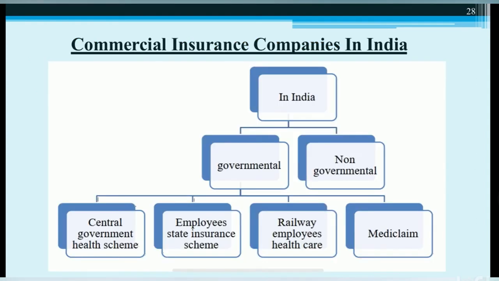So CICs in India can be governmental or non-governmental. Under governmental come four things. The first one is CGHS, that is Central Government Health Scheme. The second one is ESIS, that is Employees State Insurance Scheme. The third one is Railway Employees Healthcare, and the last one is Mediclaim. I will be talking about these in my further slides.